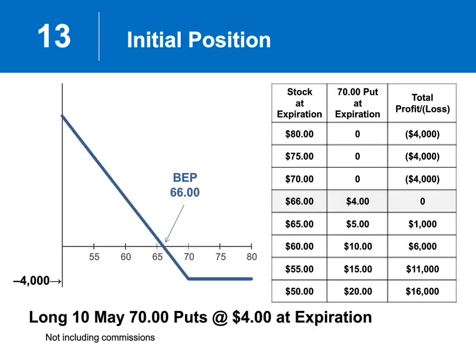You can see the hockey stick on the left side. We've got a break-even point of $66. For those of you who are new to options, let's go through that. We're long the 70 put, 10 of the 70 puts for $4. The put option, of course, is the option to sell the underlying. So we've got to take that $4 premium and subtract it from the $70 strike to give us our break-even point of 66.